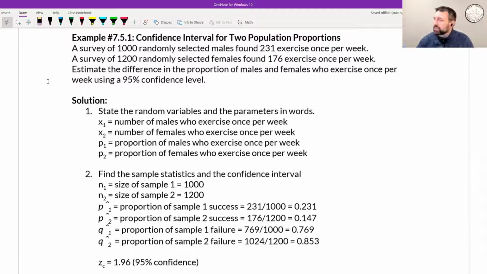Here's an example. In this example, what we have is 1,000 randomly selected males. We surveyed them and found that 231 exercise once per week. We sampled 1,200 females and found that 176 of those exercised once per week. And the question is, estimate the difference in proportion, the difference, subtraction, right? The difference between the male and females who exercise once per week at a 95% confidence interval.